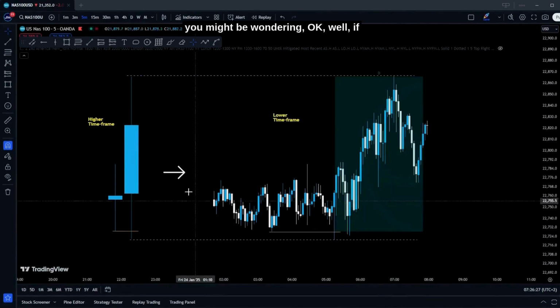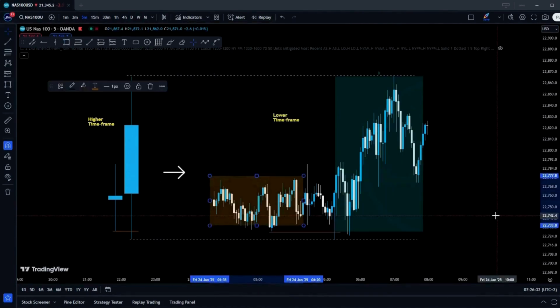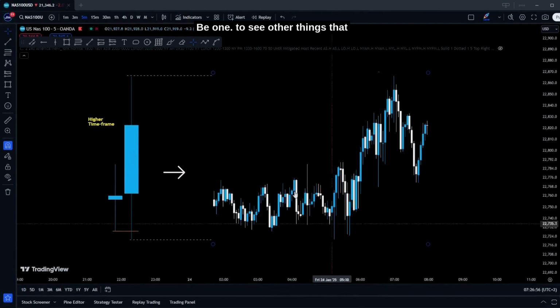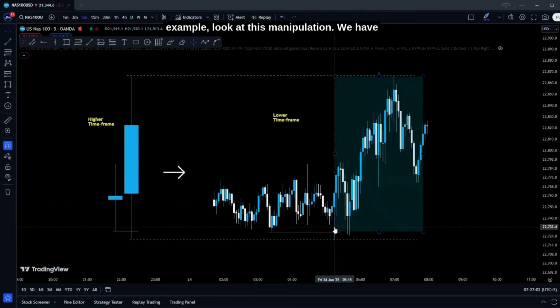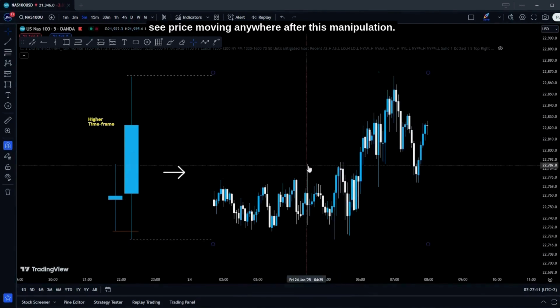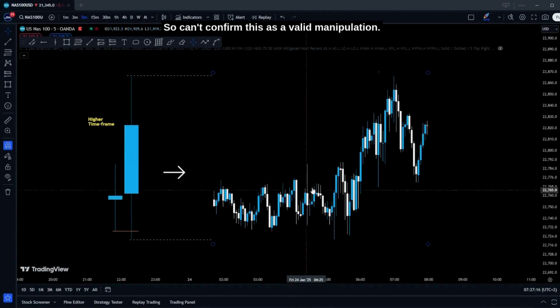And you might be wondering, okay, well, if this was our accumulation initially, why wasn't this our manipulation? Good question. Well, when we manipulate, we want to see other things that are supporting that manipulation. For example, look at this manipulation. We have momentum, we have volume driving price, and therefore we have a valid manipulation. We don't see price moving anywhere after this manipulation, so we can't confirm this as a valid manipulation.